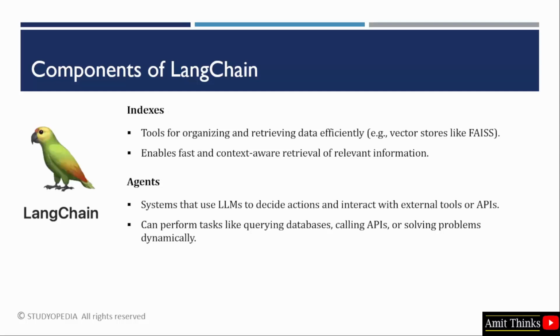Indexes. These are the tools for organizing and retrieving data efficiently. You can relate it with the layman definition of indexes. Why do we use indexes? So that we can retrieve the data quickly. In this also, you can easily enable fast retrieval of relevant information. Agents. These are the systems that use LLMs to decide actions and interact with external tools or APIs. With this, you can perform tasks like calling APIs, querying the database, and others.